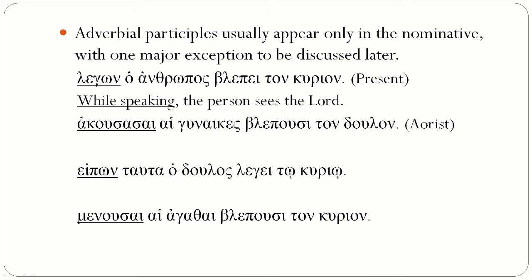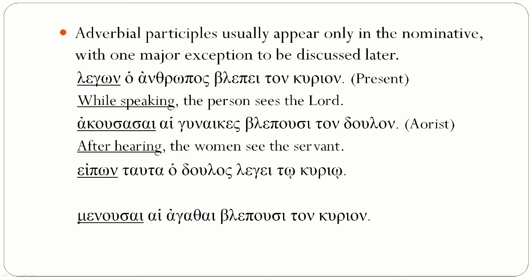All right, so your main sentence: the women see the servant. Now, what about the akuo, the hearing? Because it is aorist, we're going to translate it "after" or "having." Let's do "after" here. All right, after hearing, the women see the servant.